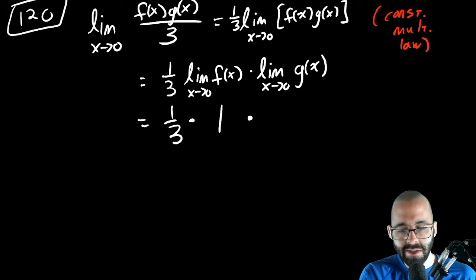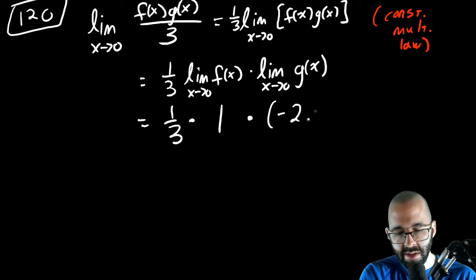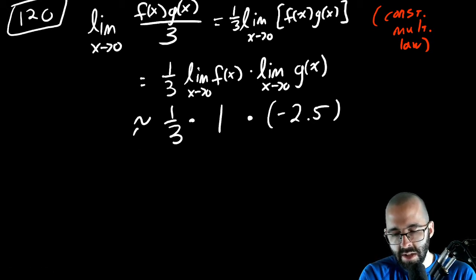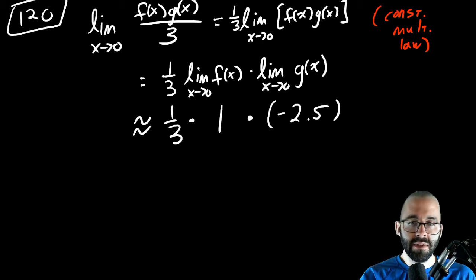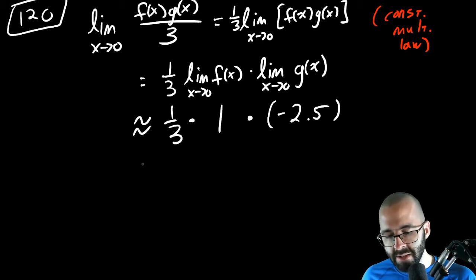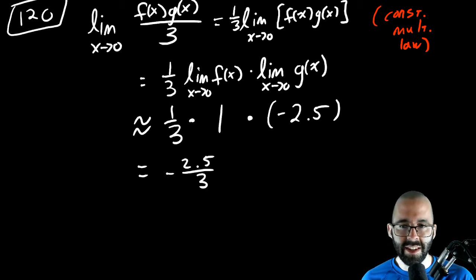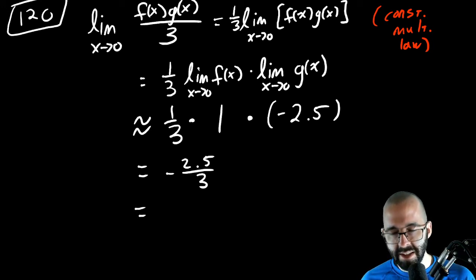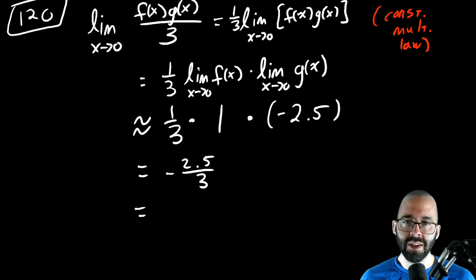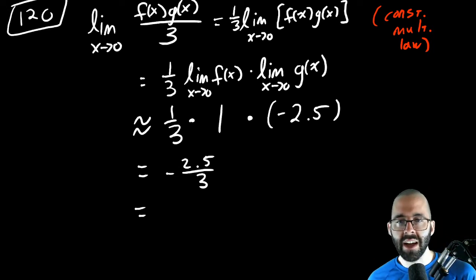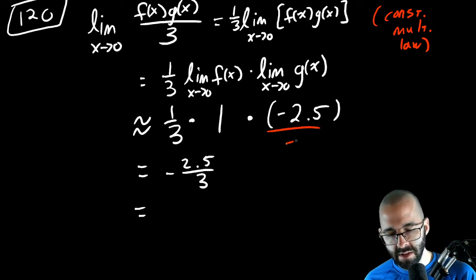You can approximate this. Since I'm approximating, I'm going to change this equal sign to an approximately equal sign. And we'll get an answer. That's about negative 2.5 over 3. Not a great answer, because it's combining decimals and fractions, which is not so good. Negative 2.5 is negative 5/2. This becomes negative 5/6 about.